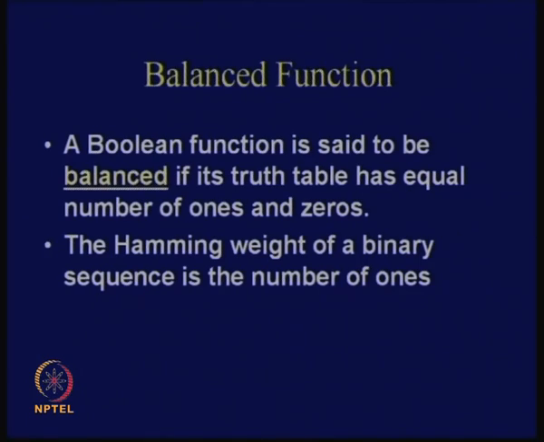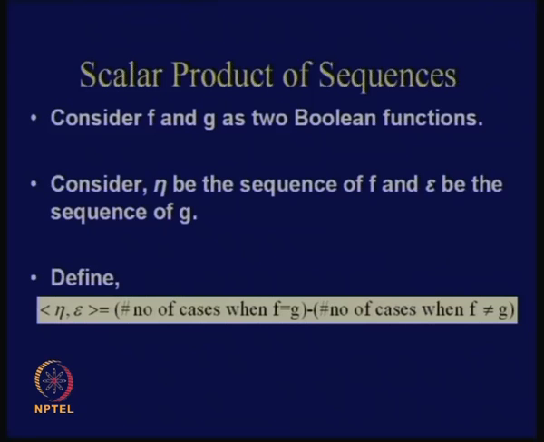We also note this term called Hamming weight. If I have a binary sequence, the Hamming weight of the binary sequence is the number of ones. So the number of ones and the number of zeros for a balanced truth table should be identical. If you have an n-bit Boolean function, how many ones are expected? 2^n divided by 2, that is 2^(n-1), the expected number of ones.